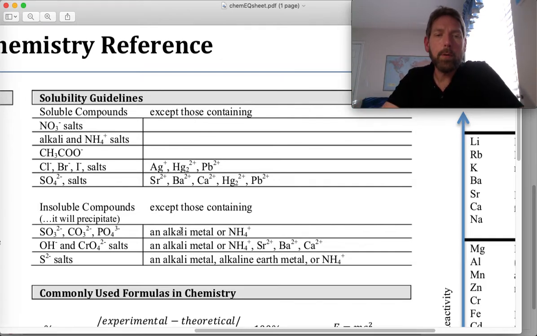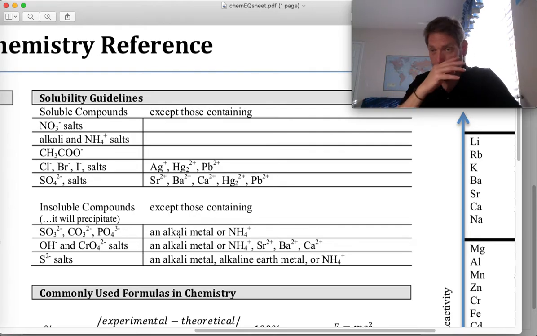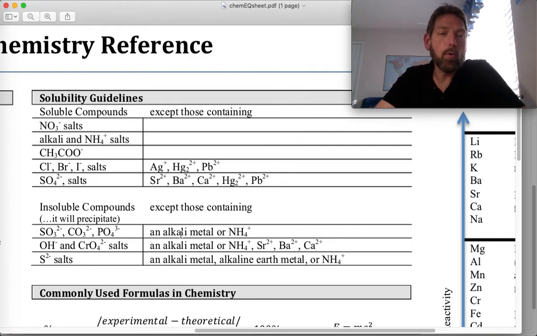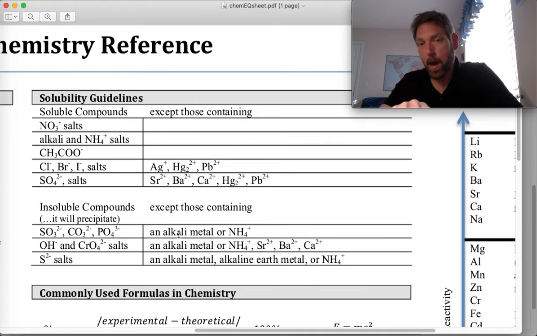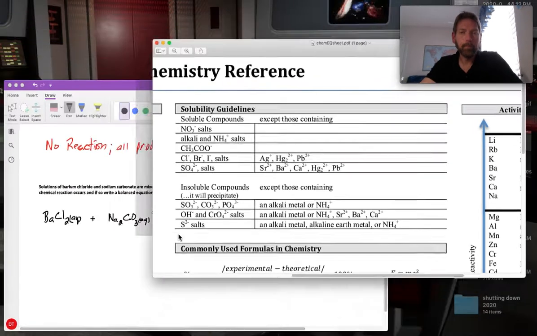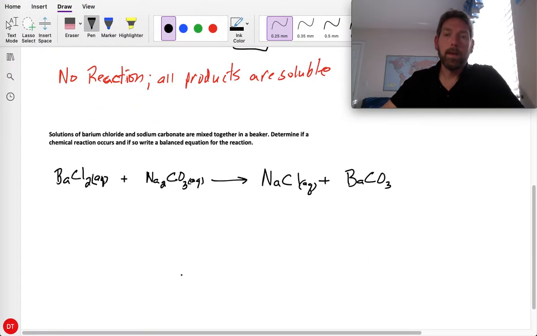So here's where you have to remember the difference between an alkali metal and an alkaline earth metal. So remember, the alkali metals are your group 1 elements, and your alkaline earth metals are the group 2 elements. You just have to remember that. So according to this, the carbonates are insoluble, except if they're with an alkali metal. If it was with an alkali metal, then it would be the opposite, which would be soluble. But it's not. It's with a group 2 element. So we go back here, and we realize that this right here is our precipitate.